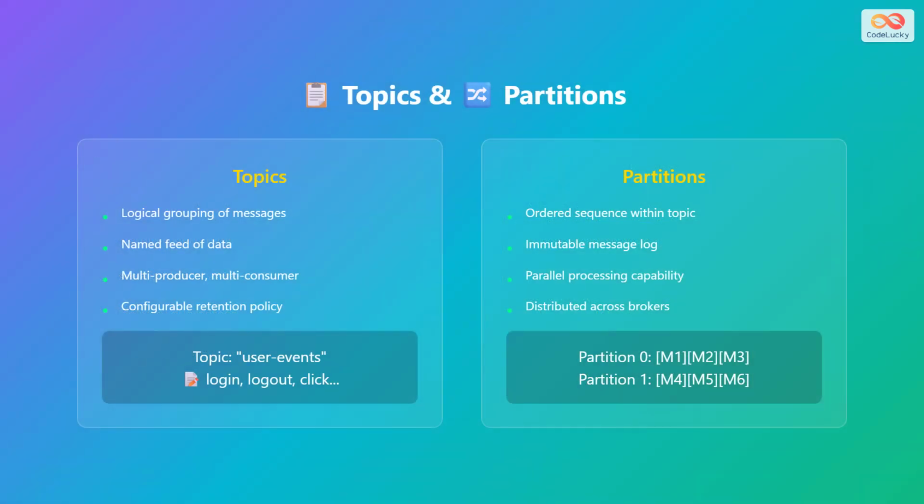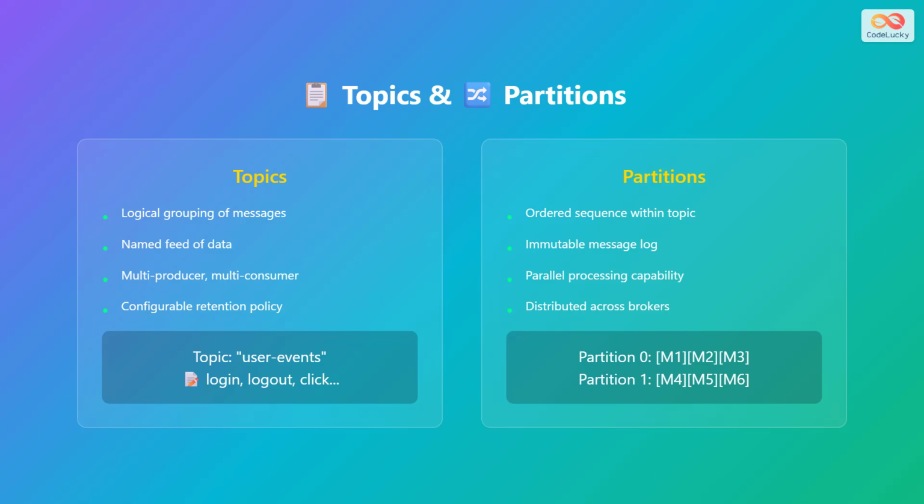Topics are logical groupings of messages within Kafka, serving as named feeds of data that can be consumed by multiple producers and multiple consumers. Topics offer configurable retention policies, allowing you to specify how long messages should be stored. Partitions are ordered sequences of messages within a topic, forming an immutable message log. They enable parallel processing and are distributed across Kafka brokers for scalability and fault tolerance.